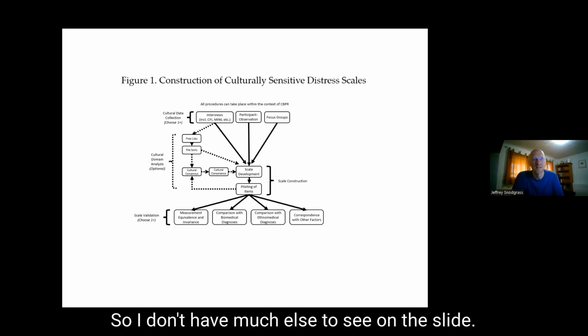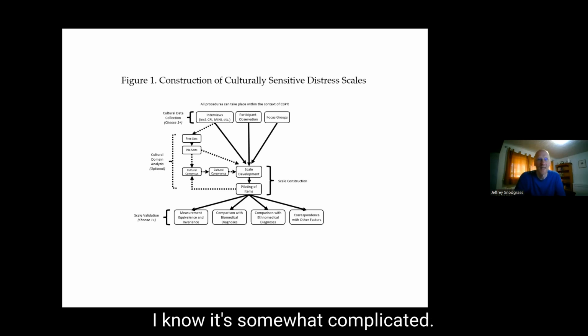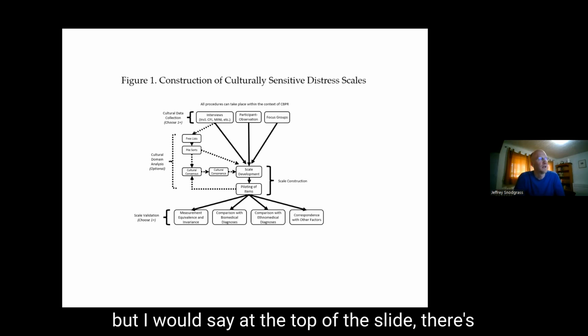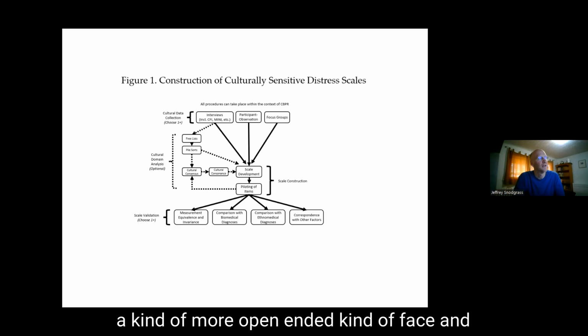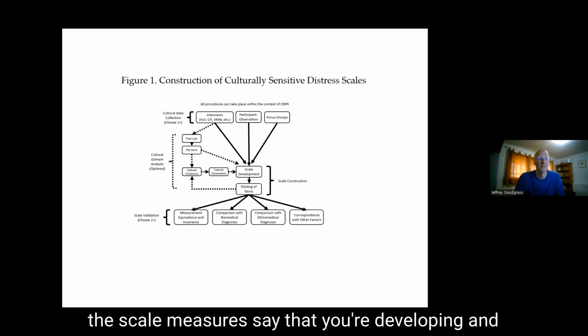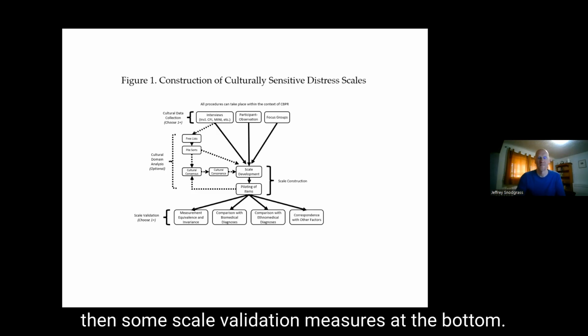So I don't have much else to say on the slide. I know it's somewhat complicated. Maybe it seems a little bit overwhelming, but remember, these are all choices that you make. You don't do all this. But I would say at the top of the slide, there's a more open-ended phase, and then cultural domain analysis, which is not necessary. I think it's quite useful in the center to refine some of the scale measures, say, that you're developing, and then some scale validation measures at the bottom.